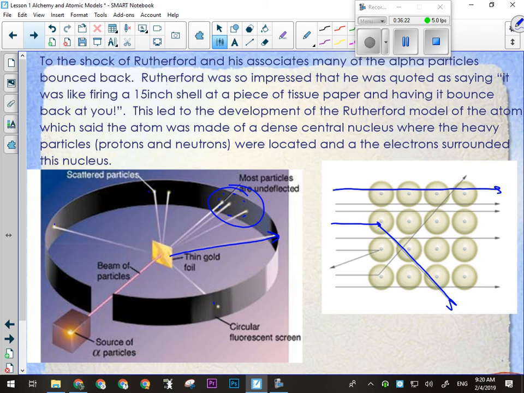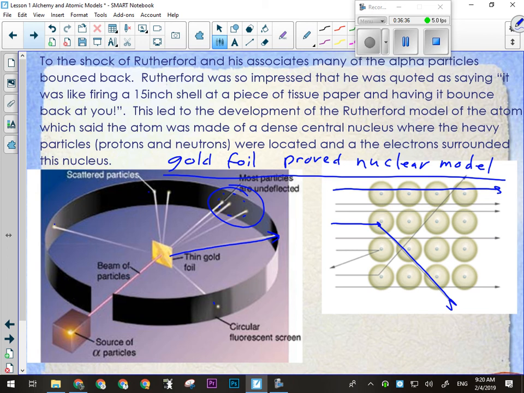The gold foil experiment, okay? So we'll just say Rutherford, okay? And the gold foil experiment proved the nucleus. Okay, that's what we need to know in shorthand about Ernest Rutherford. His gold foil experiment proved the existence of the nucleus.